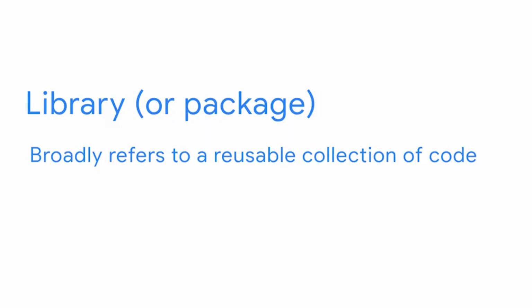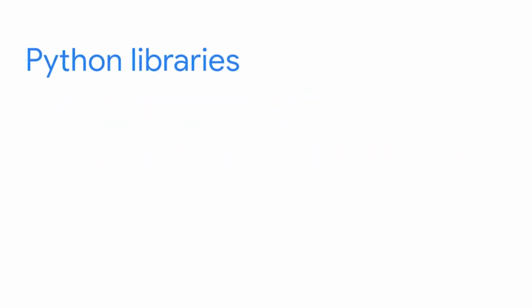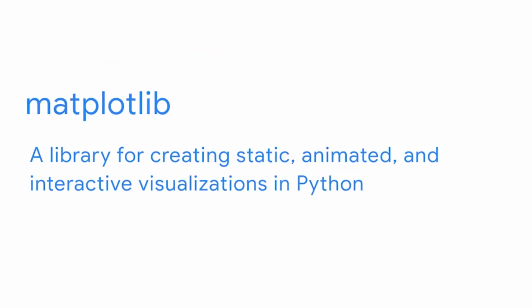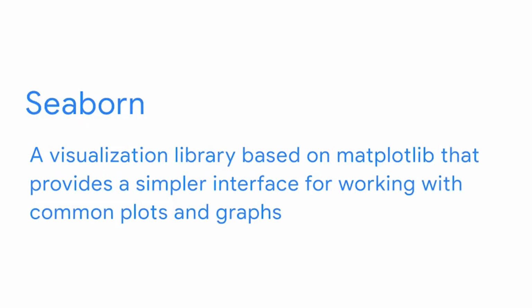Let's start with libraries. A library, or package, broadly refers to a reusable collection of code. It also contains related modules and documentation. You'll often encounter the terms library and package used interchangeably. Commonly used libraries for data work are Matplotlib and Seaborn. Matplotlib is a comprehensive library for creating static, animated, and interactive visualizations in Python. Seaborn is a data visualization library that's based on Matplotlib. It provides a simpler interface for working with common plots and graphs.